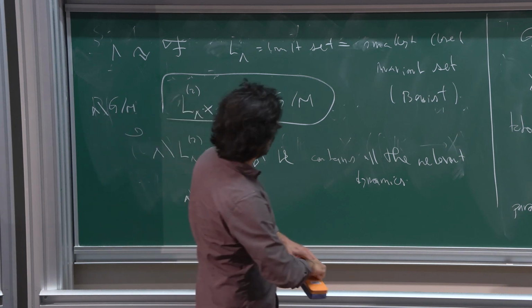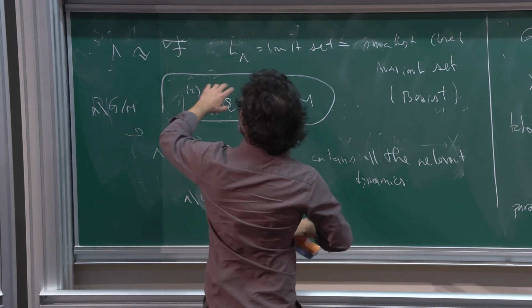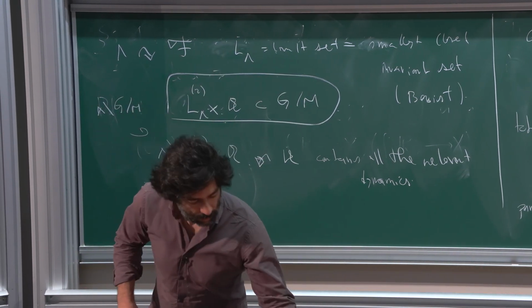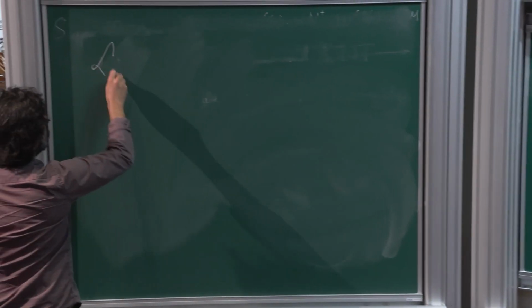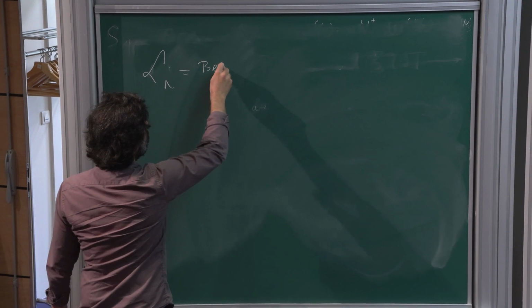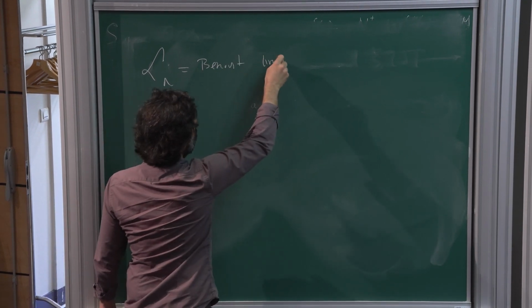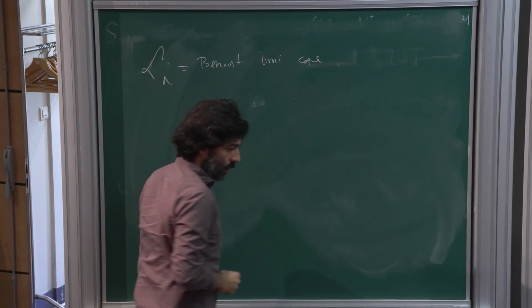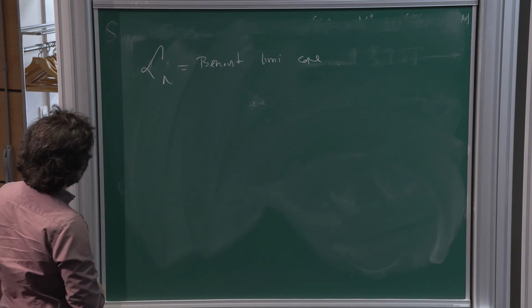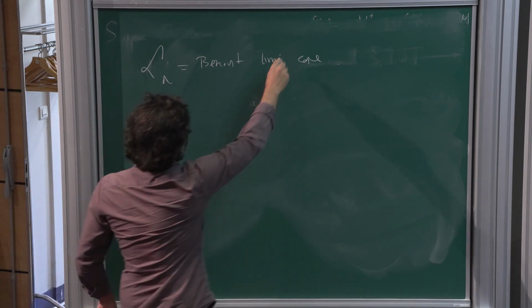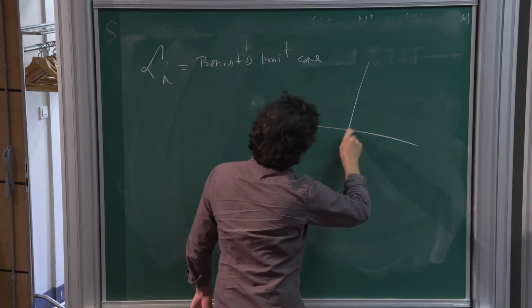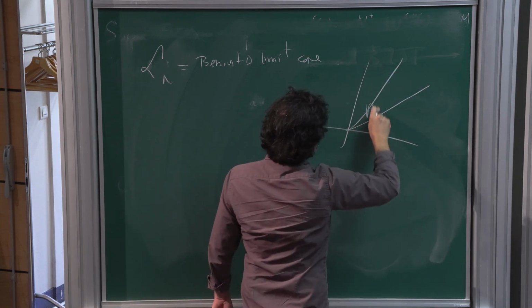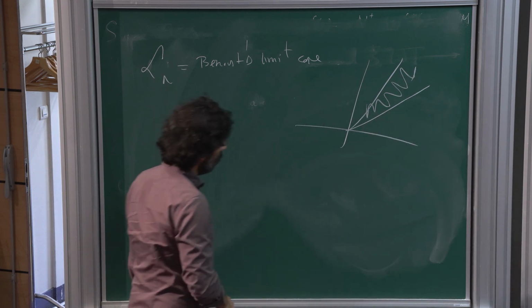Anyway, so what do we do now? I have my group, and I'm going to look at the limit cone. Okay, so now let me, okay. So this is an open cone in the chamber, right? No empty interior. Might touch the boundary or not.